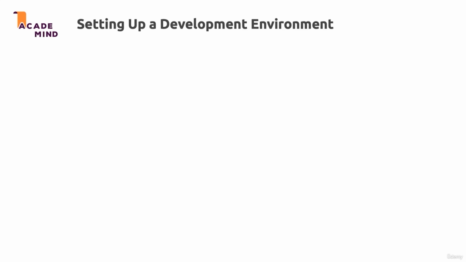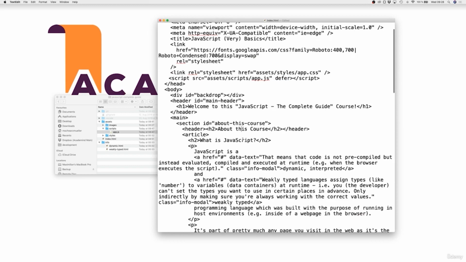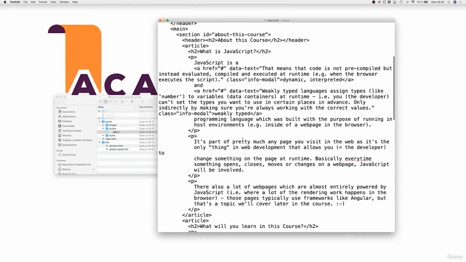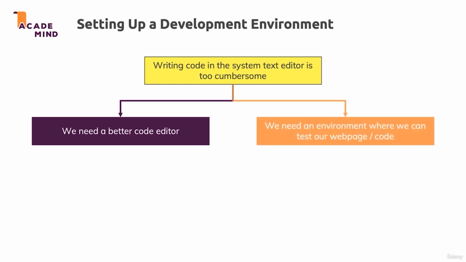Before we get started, we just have to make sure that we have a proper development environment. So a good environment where we can write code and dive into JavaScript. Because writing code in a system text editor, as we did it earlier in this module, is really too cumbersome, not really a great experience. If we have a look at that, well, this is really hard to read. And if we write a lot of code there, that's not fun at all. So we need a better code editor, which makes working on our code easier, which takes some work off us, and makes it more pleasant in general. And we also need an environment where we can test our web page and our code.